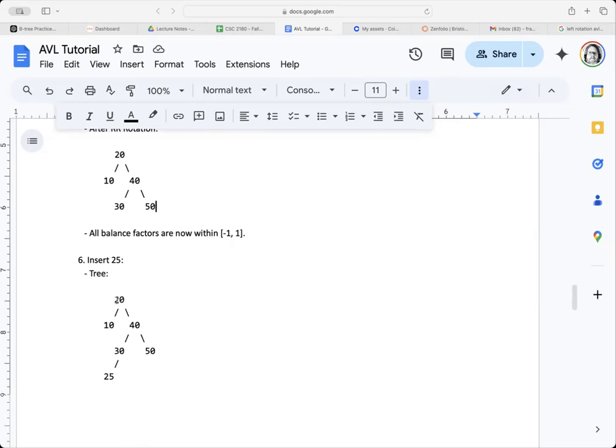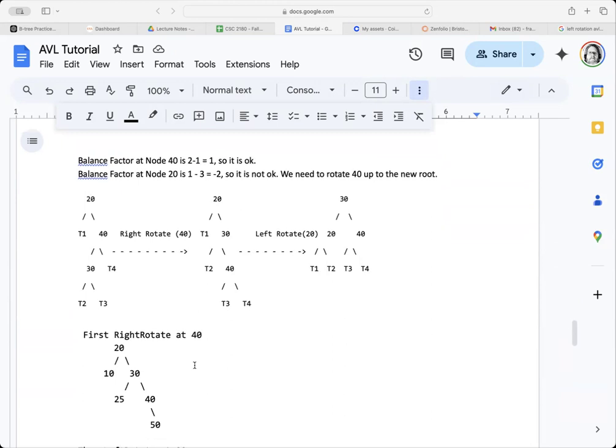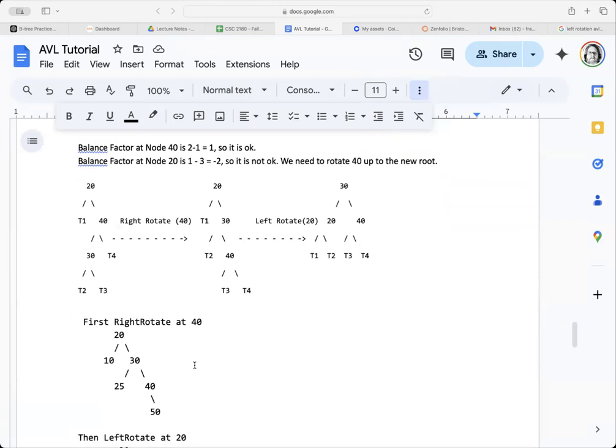The 25 is greater than the 20, but it's less than 40, and it's less than 30. So now it's over here. Now we have trouble, right? Because the balance factor at 25 is, of course, 0. The balance factor at 40 is going to be 2 minus 1, which is 1, which is fine. But the balance factor at 20 is now going to be 1 minus 3, or negative 2. So that's a problem. That's not going to work for us.